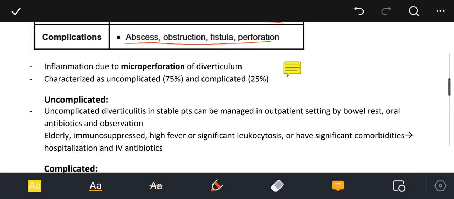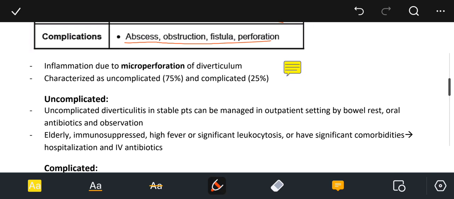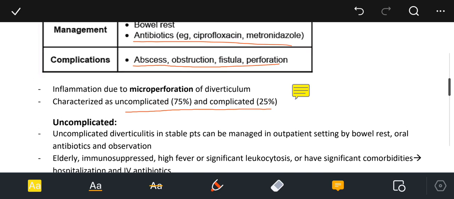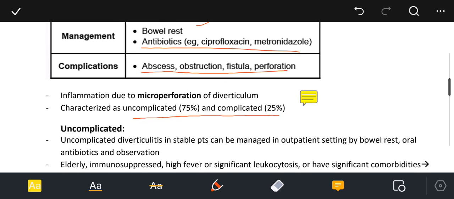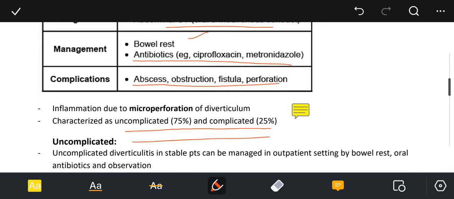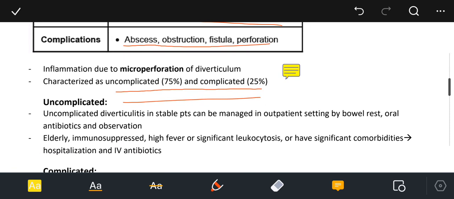Diverticulitis is inflammation due to the microperforation of the diverticulum, characterized by uncomplicated 75% and complicated 25%. Uncomplicated diverticulitis is in a stable patient. Most diverticulitis is uncomplicated, but it can get complicated at times. Uncomplicated diverticulitis in stable patients can be managed in outpatient settings by bowel rest, oral antibiotics and observation.